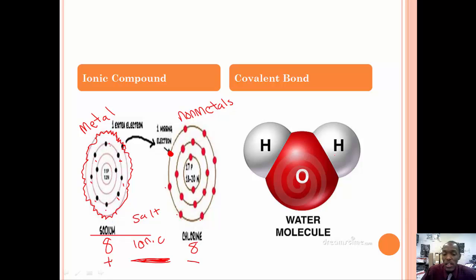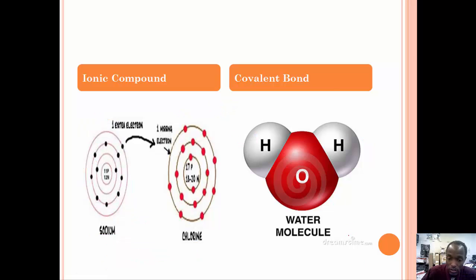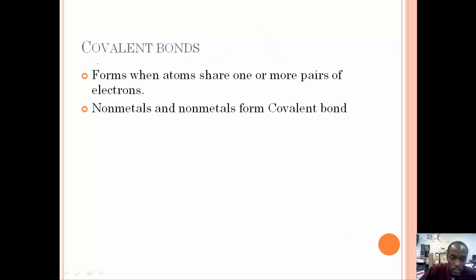Now with covalent, they share electrons. So remember how hydrogen has 1 electron, and this hydrogen also has 1 electron, and the number of electrons for oxygen, I'm going to write up here because this is red, is 6. Together, with them sharing electrons, hydrogen achieves its maximum quota of 2, and oxygen achieves its maximum quota of 8. So now they're complete. With covalent bonds, they form when atoms share 1 or more pairs of electrons. Nonmetals and nonmetals on the periodic table make covalent bonds.